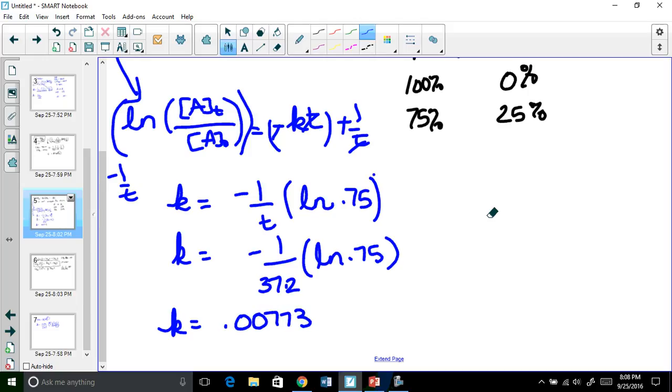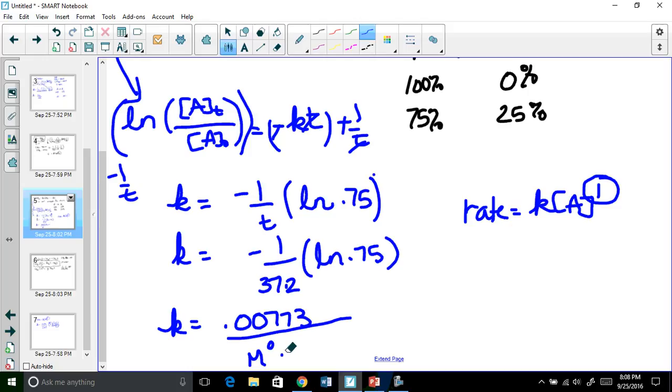0.00773. And now we got to talk about units. It's first order. So rate is equal to k A to the 1. What's 1 less than 1? 0. And so the unit is molarity to the 0 times seconds. It's whatever time unit, but that's just 1. So the answer for k is 0.00773 per second.